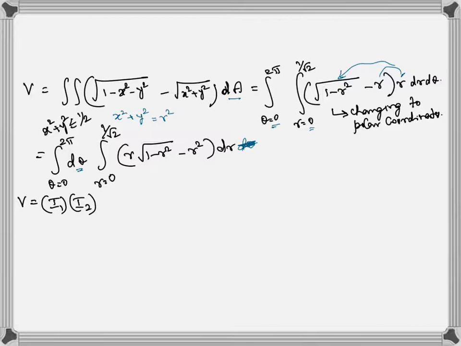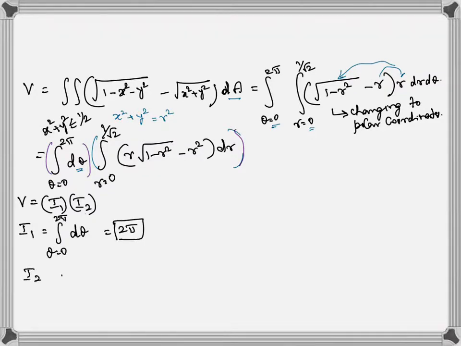So V is equal to I1 times I2, the product of two integrals. They are separable. One is purely a function of r, the other is purely a function of theta. We are going to solve I1 separately, which is the integral from 0 to 2 pi d theta, which is just 2 pi.